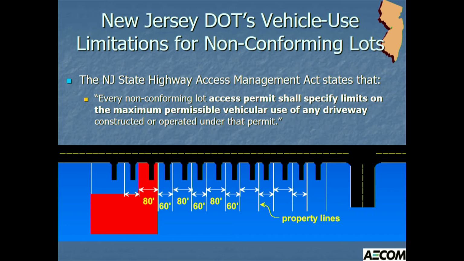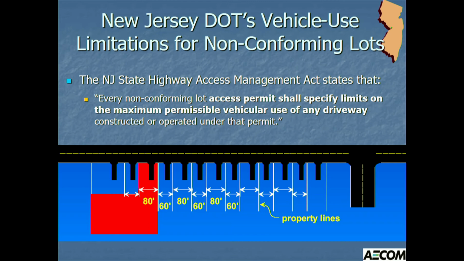And the basis for the legislature including this provision was a situation that we see all the time. You have an arterial, and basically you have each narrow property requesting its own driveway. And in situations it could be even worse where you have a flag lot. So here, these other properties are probably limited in terms of how much traffic they could generate. But when you have these flag lots, who knows how much traffic? So New Jersey DOT has the authority to establish what they call vehicle use limits.